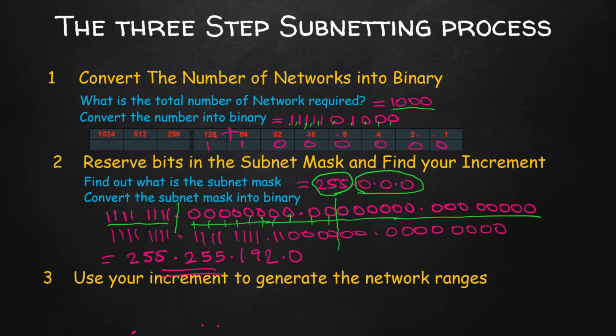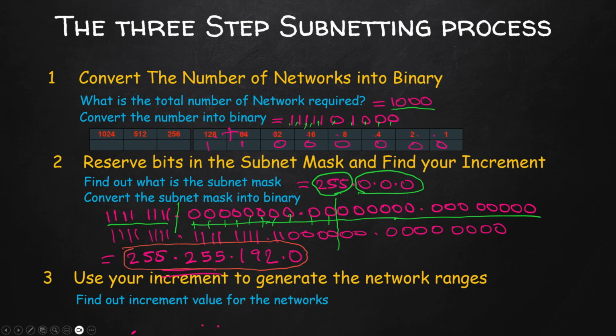Now let's go to point number 3. Use your increment to generate the network ranges. For that, you need to find out the increment value for the network. So how to find out the increment value? You need to closely look into your new subnet. And what is your new subnet? That is 255.255.192.0. This is your new subnet.